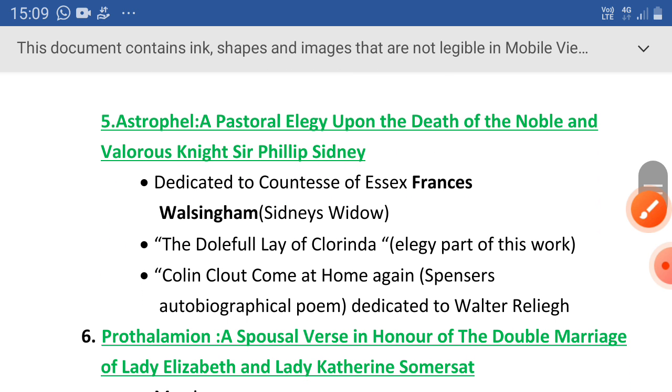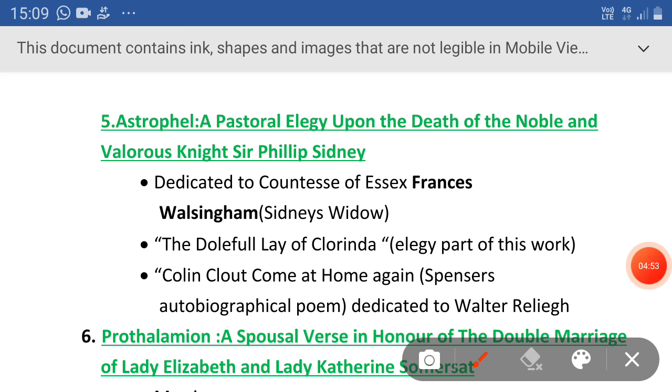Then the fifth work is Astrophel, a pastoral elegy upon the death of the noble and valorous knight Sir Philip Sidney. This work was dedicated to the Countess of Essex, Frances Walsingham. And who was Frances Walsingham? She was Philip Sidney's wife, and this work was dedicated to Frances Walsingham.